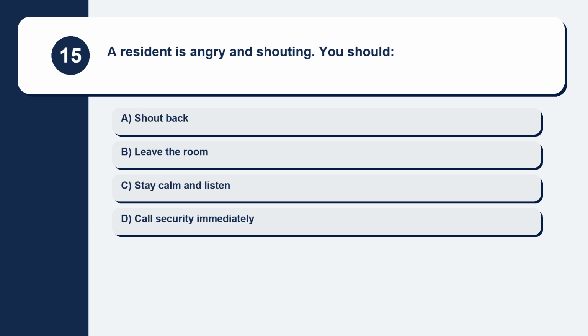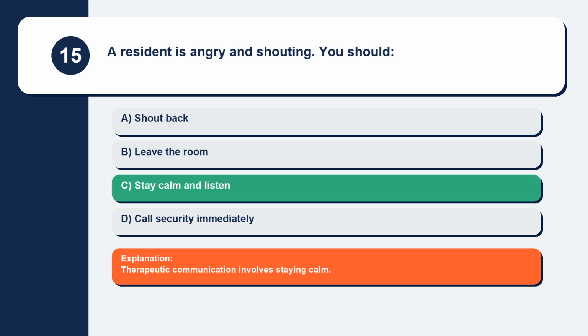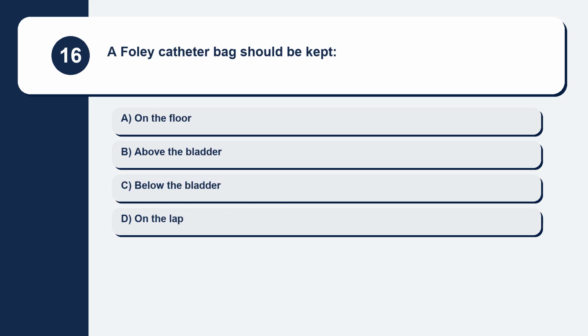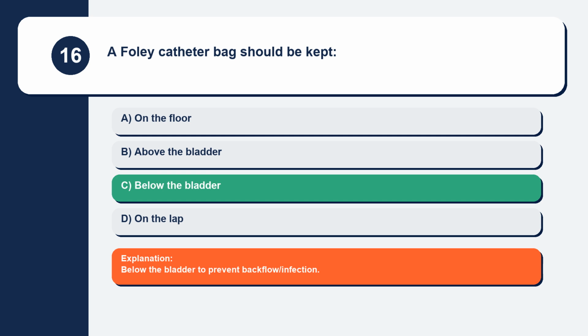Question 15. A resident is angry and shouting. You should shout back, leave the room, stay calm and listen, call security immediately. Therapeutic communication involves staying calm. Question 16. A Foley catheter bag should be kept on the floor, above the bladder, below the bladder, on the lap. Below the bladder to prevent backflow and infection.